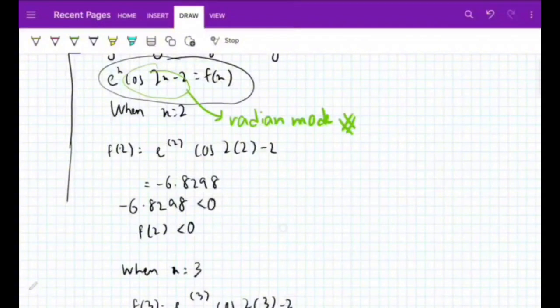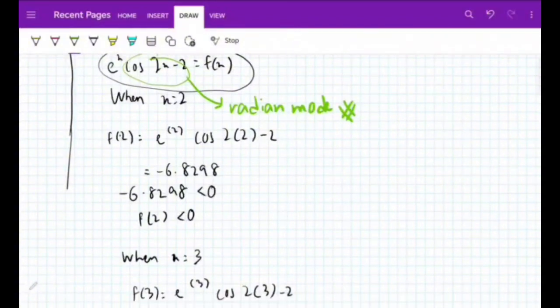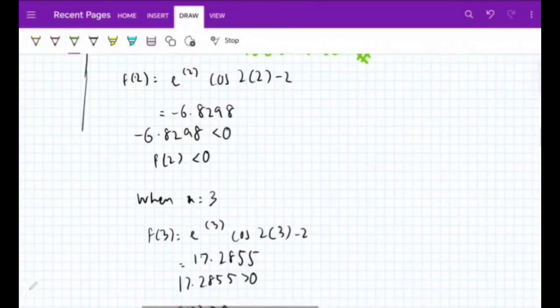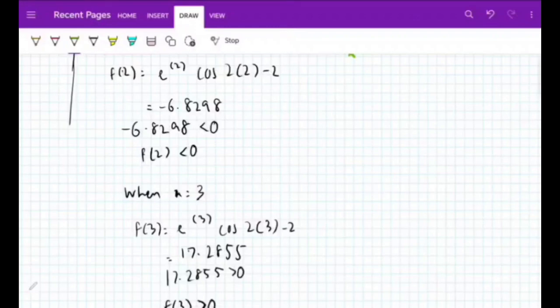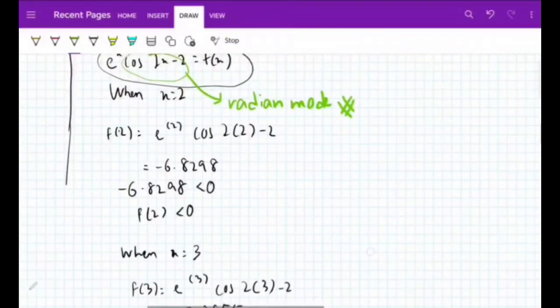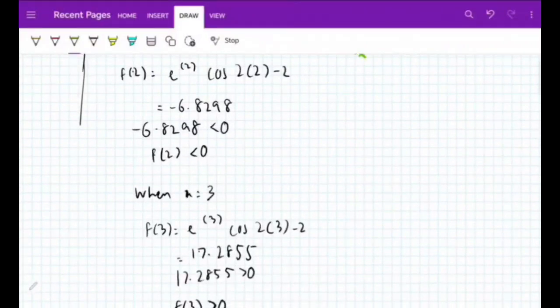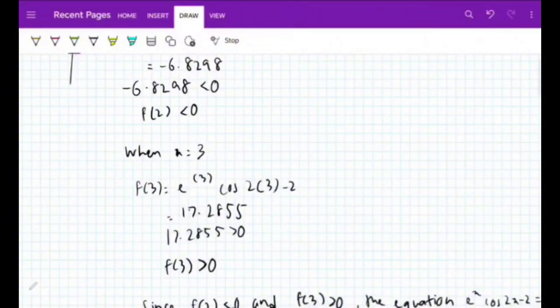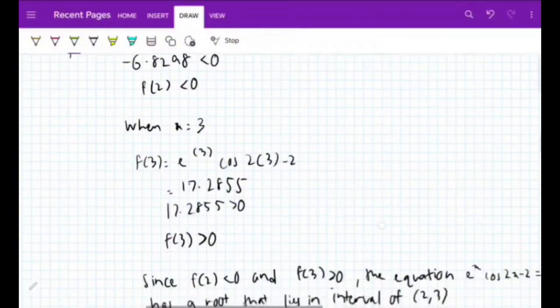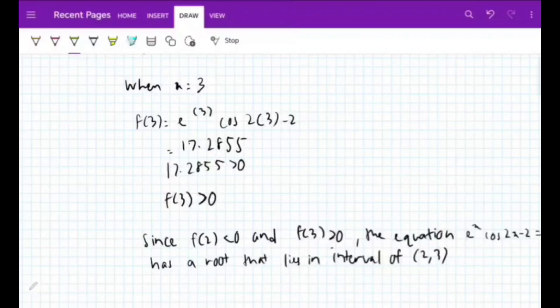So I've written it back: negative 6.8298 is lower than 0, which means f(2) is lower than 0, which is a negative value. Then we substitute the other value of our interval, which was 2 and 3, so we substitute 3 now. We get a positive value, which is 17.2855, and as f(3) is more than 0, it is a positive value.